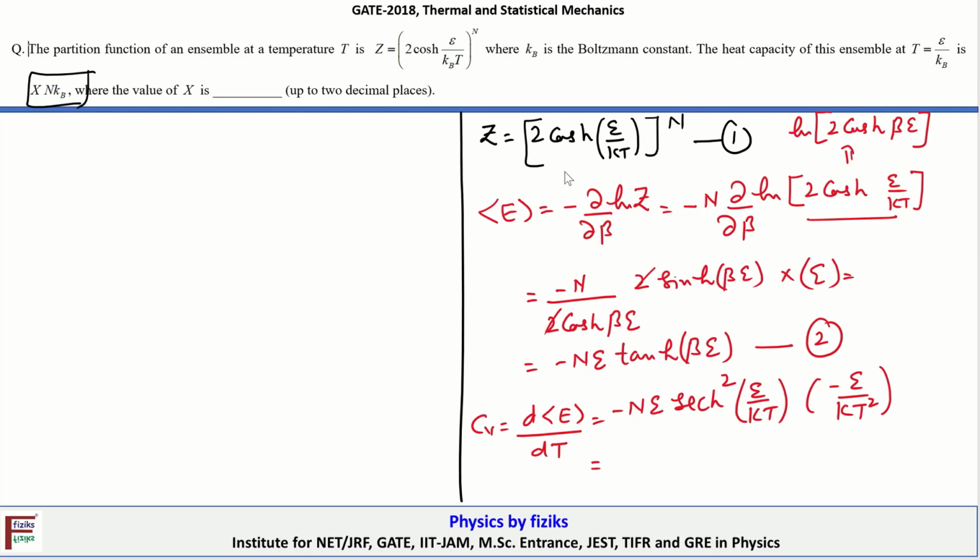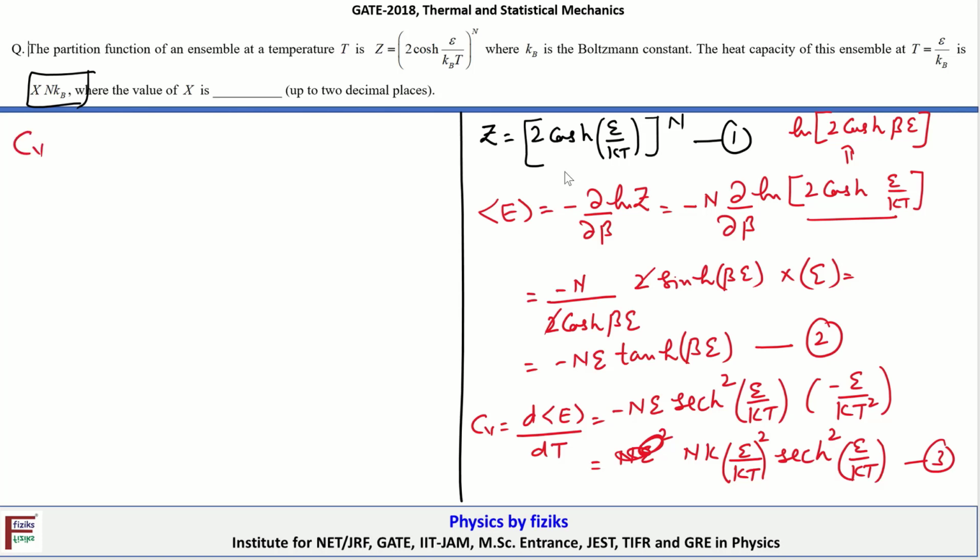After rearranging these terms, we have a negative twice, so this will be nE squared. Instead of writing it like this, this is equal to nk times (E/kT) whole squared. I have multiplied by k in the numerator as well as in the denominator, and then multiplied by sech squared(E/kT). Let's call this result 3. Now I'm going to change this in terms of the tangent hyperbolic function, and then plug in the value of T equal to E by k_B, and see what we will obtain.